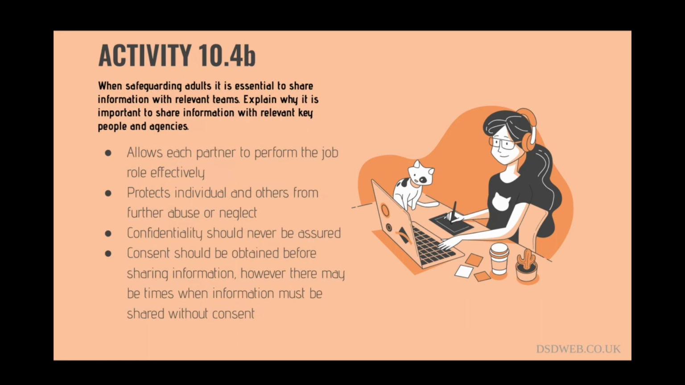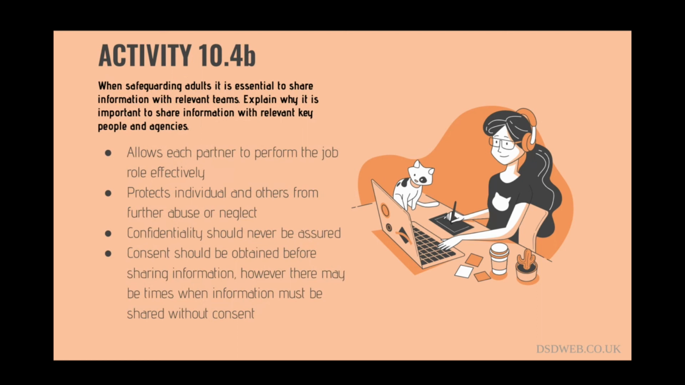Activity 10.4b asks you to explain why it is important to share information with relevant key people and agencies when safeguarding adults. Sharing information with partner agencies is essential for protecting and safeguarding adults because it provides the facts needed for each partner to perform their role effectively. However, this should be on a need-to-know basis, and confidentiality should be maintained as much as possible. In addition, it is also important to try to gain the consent of victims of abuse or neglect. However, if this is not forthcoming, a decision will have to be made about whether information should be shared anyway, to protect the individual or others from further abuse or neglect.